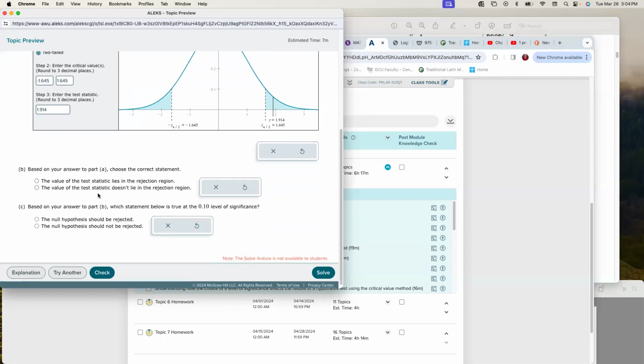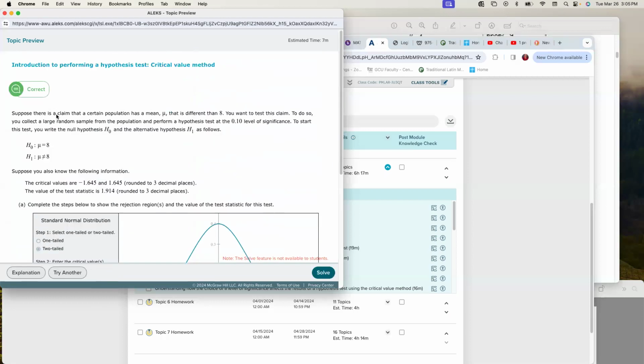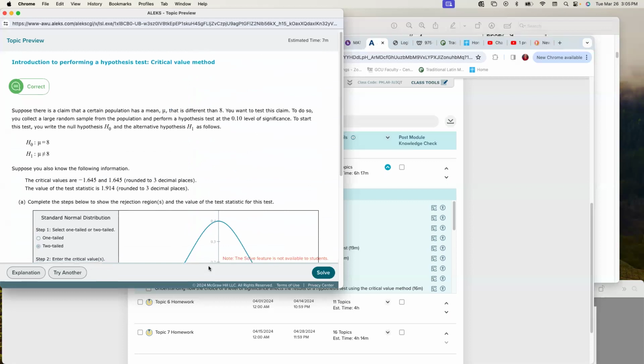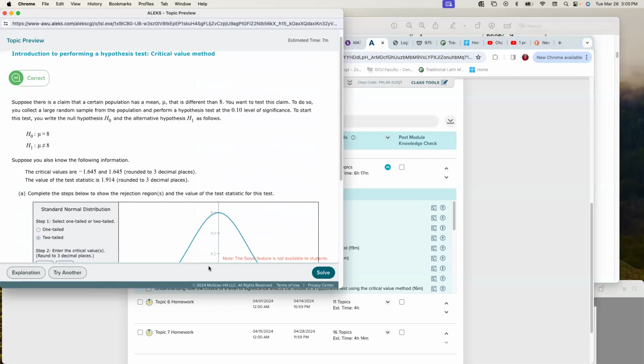So they ask some questions here. It says the value of the test statistic does lie in the region, right? It's in that blue region. So we'll select that, and therefore we need to reject. Because if it's in the region here, this is just another way of saying what I just described. That means the p-value is less than the level of significance. So we're going to go ahead and click reject. And there you have it. So that is an introduction using this critical value method.